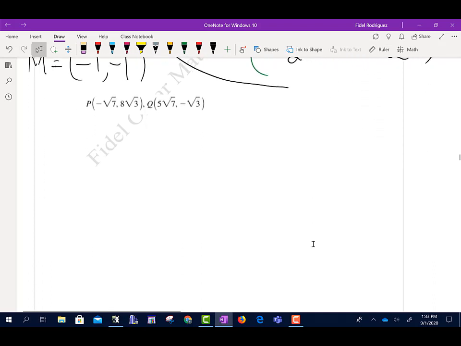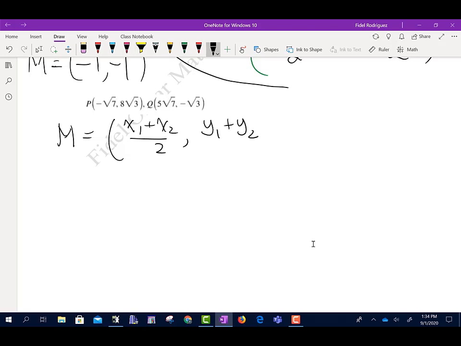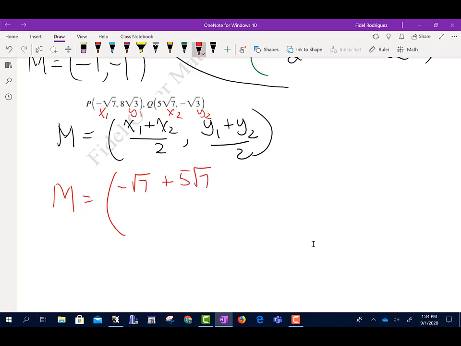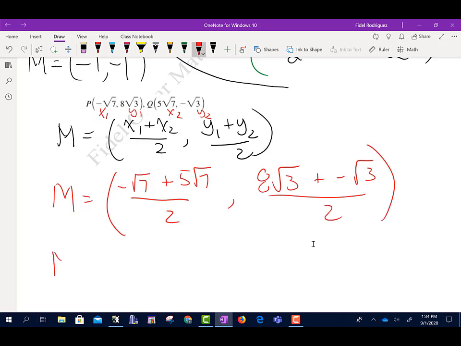So let's do the same thing for the next problem here. Again, first thing I'm going to do, I'm going to write down my formula: x1 plus x2 all over 2, y1 plus y2 all over 2. This is my x1, y1. That's my x2, y2. Okay, x: negative square root of 7 plus 5 square root of 7 over 2. y: 8 square root of 3 plus a negative square root of 3, all over 2.